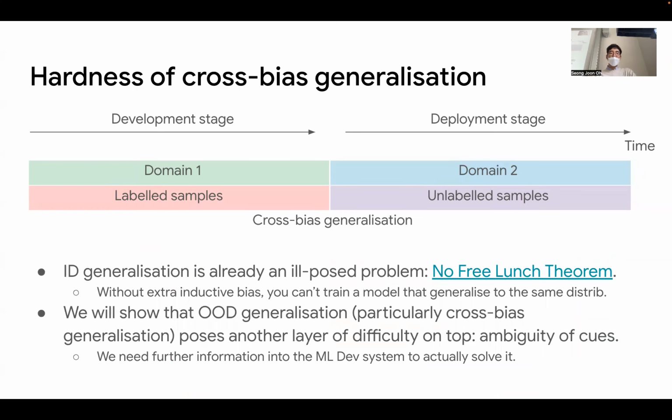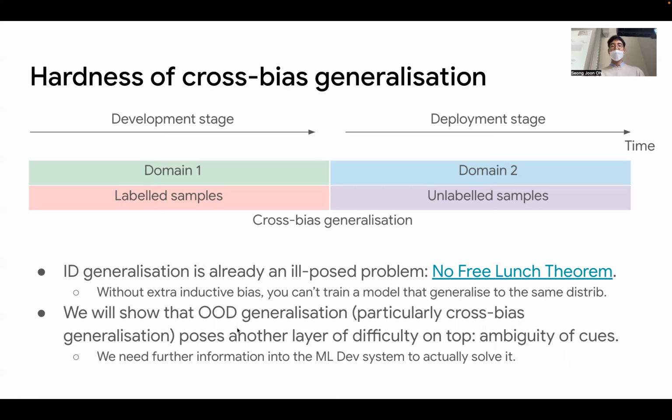So why is that so hard? ID generalization is already an ill-posed problem. This is a well-known result, the no free lunch theorem. We don't need to go into all the theoretical details here, but it basically says there should be some inductive bias in the dev scenario, in this box, to make sure that you find the right model that generalizes well to the same distribution. So without any inductive bias, any model is equally likely, and therefore there is no way you can choose the right model.